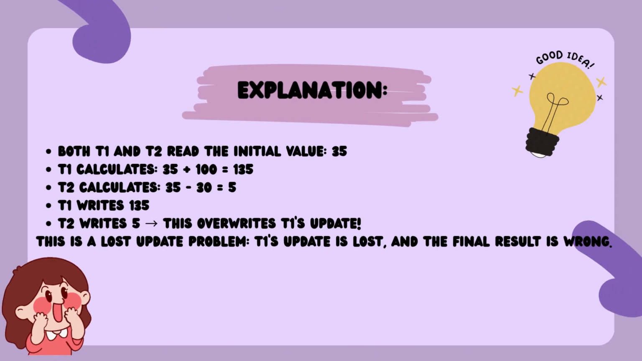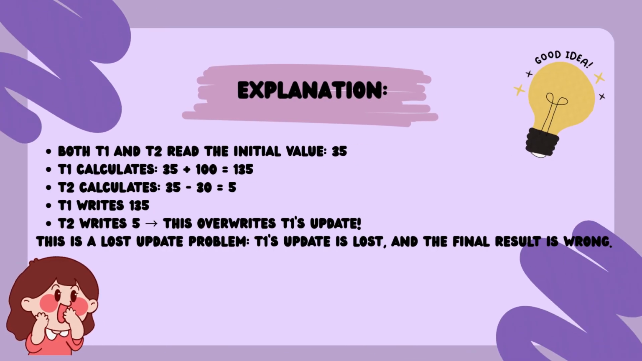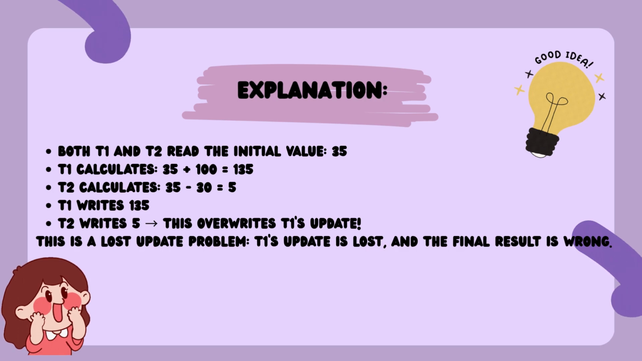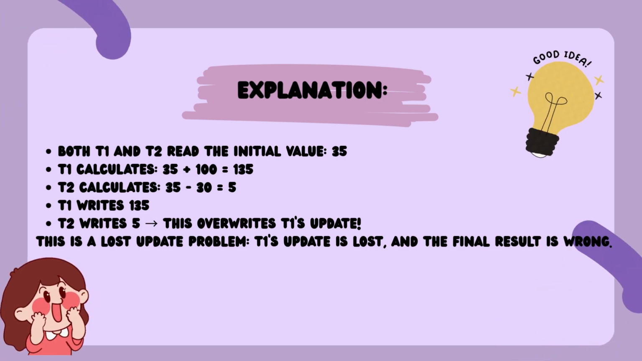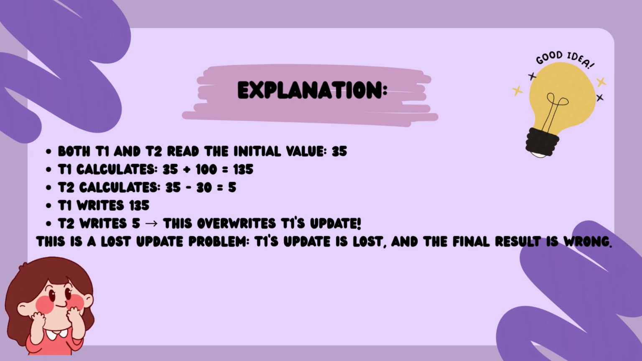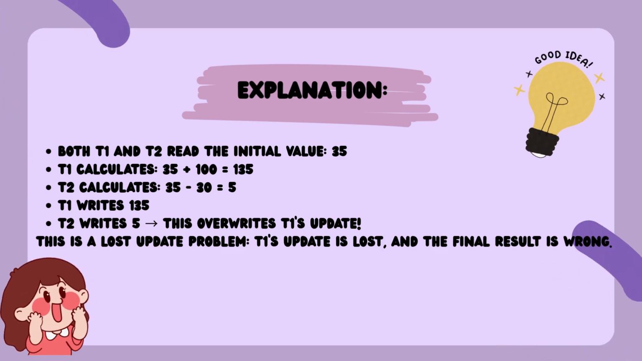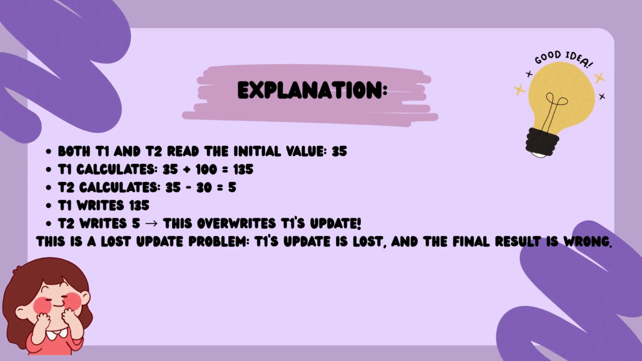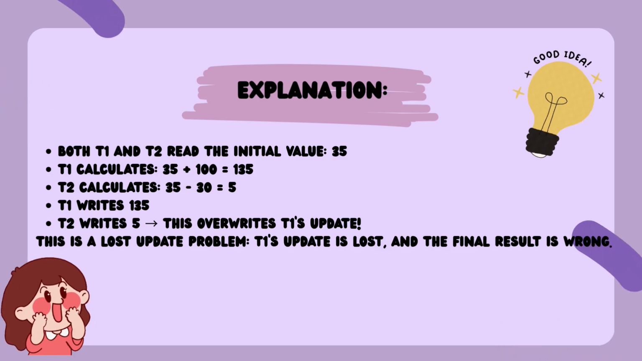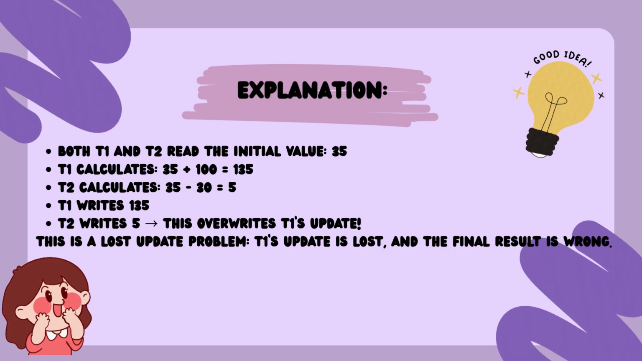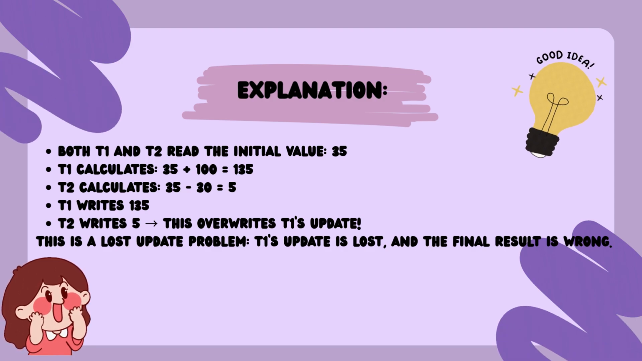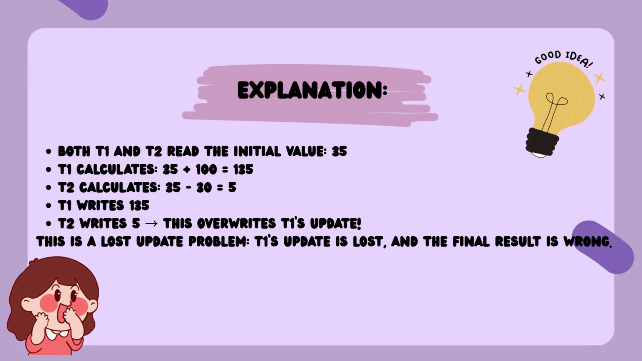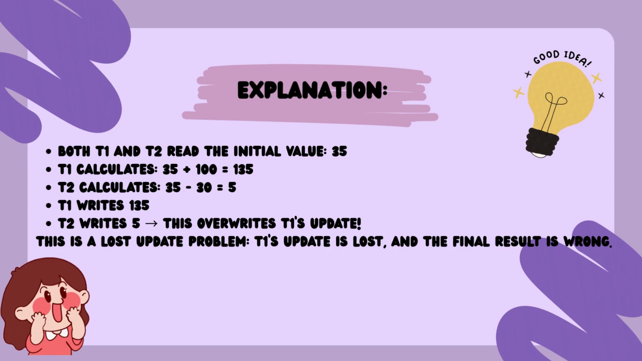5. Explanation. Both T1 and T2 read the initial value, 35. T1 calculates: 35 plus 100 equals 135. T2 calculates: 35 minus 30 equals 5. T1 writes 135. T2 writes 5. This overwrites T1's update. This is a lost update problem. T1's update is lost, and the final result is wrong.